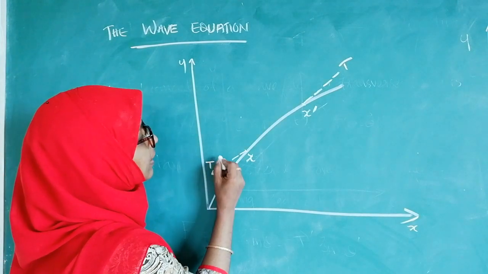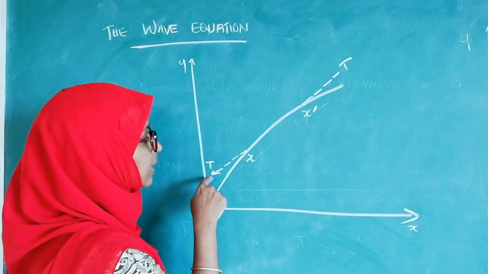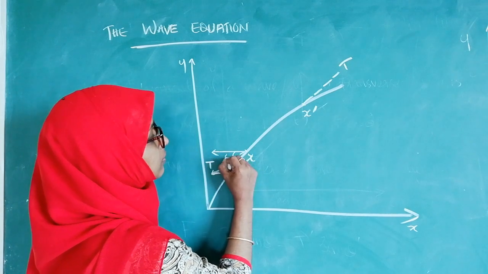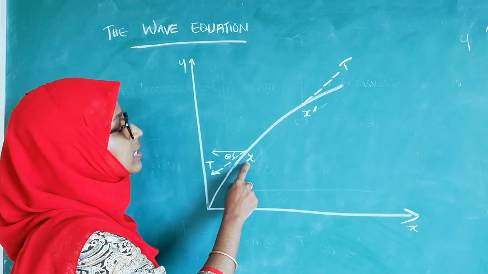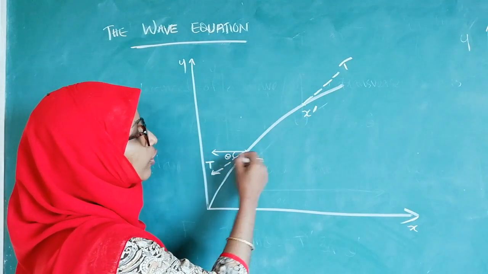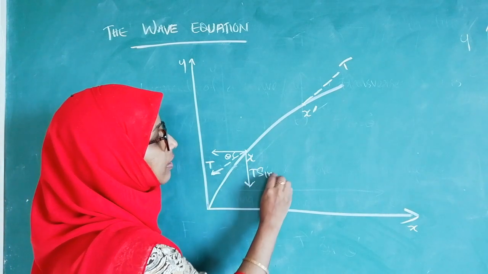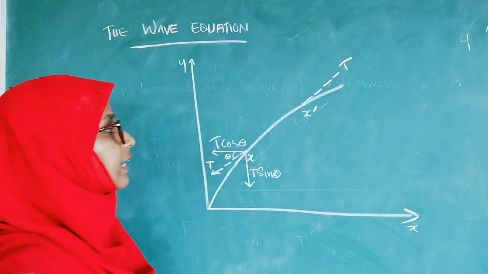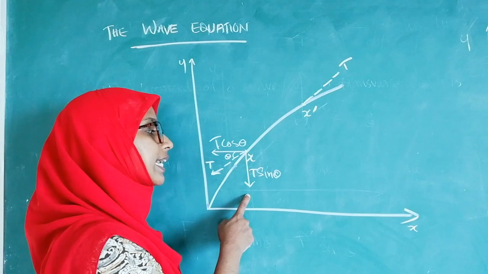Now, I can represent the angle of tension. That is, the tension T at point x makes an angle theta with the x-axis. And we can resolve this tension like this. This component will be T sin theta, and this component will be T cos theta. T cos theta is along the negative x direction, and T sin theta is along the negative y direction.